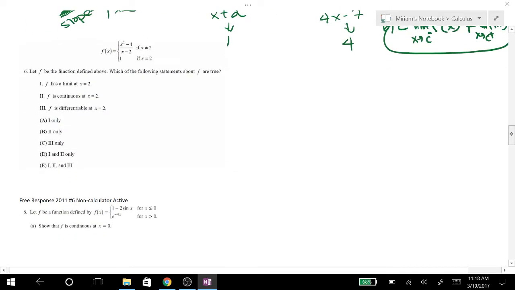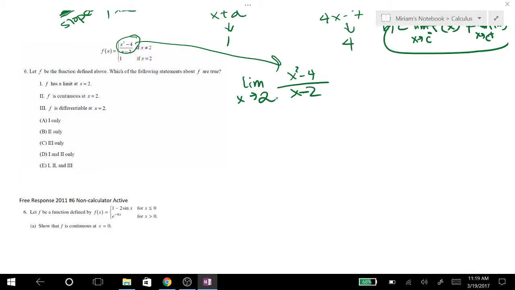Number 6 is a very similar setup. I have to check everything: if f has a limit at x equals 2, if f is continuous, if f is differentiable. I like to usually just look at the first situation and put it over here, x squared minus 4 over x minus 2. What I got to do is check if it has a limit as x approaches 2. Limit means from the left and from the right, or I can just try to plug in. Well, this is not going to work out. If I plug in 2 right now, I'm going to get 0 over 0, which we do not like.